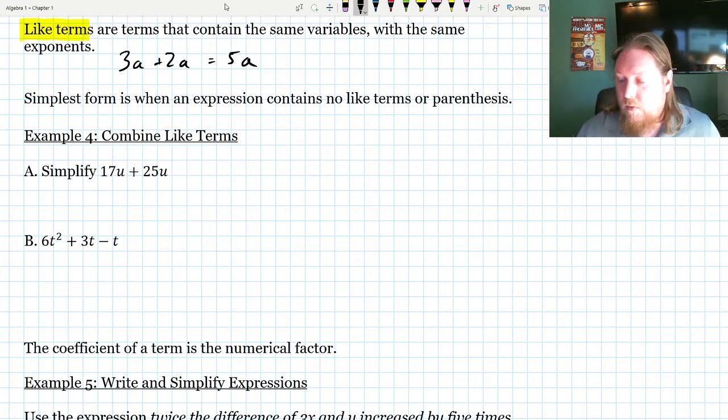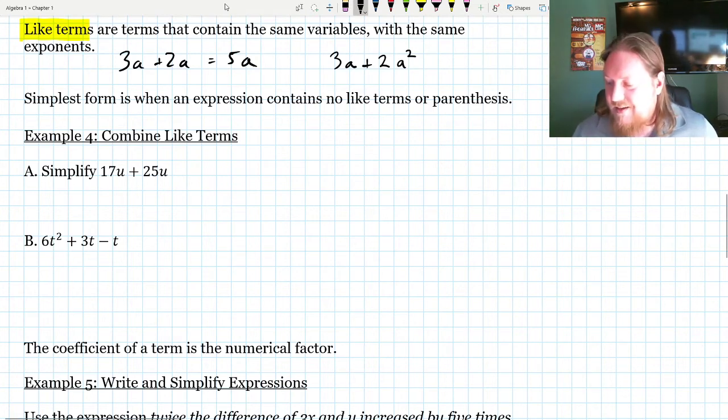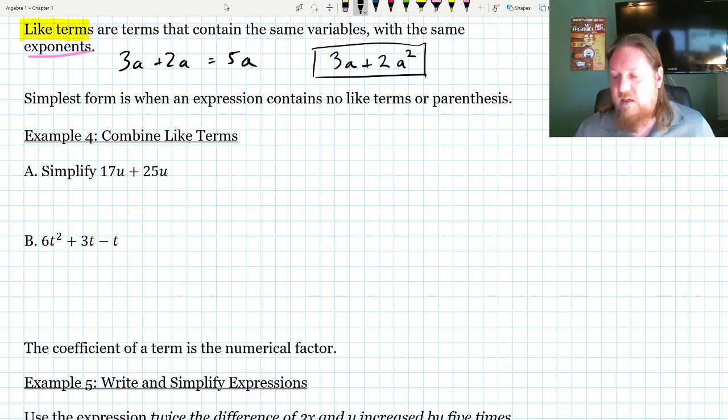Now, the problem here is sometimes people get messed up when I have 3 apples and 2 very special apples. Notice how that second term has an a squared in it. Because it does not have the same exponent as the other variable, we don't combine them together at all. This is as simplified as that expression can get.